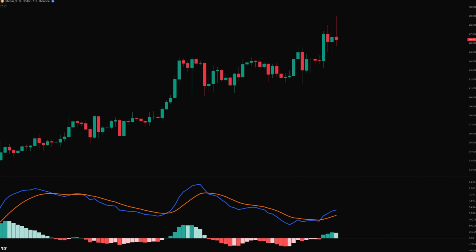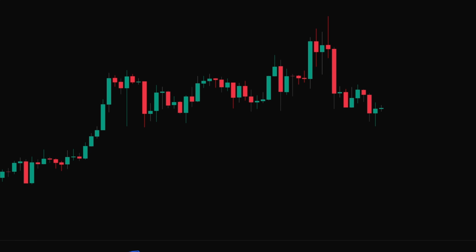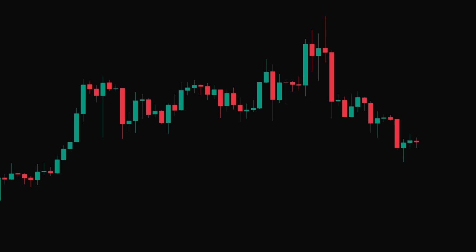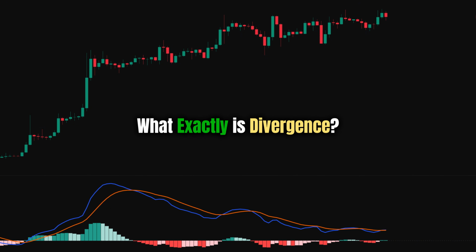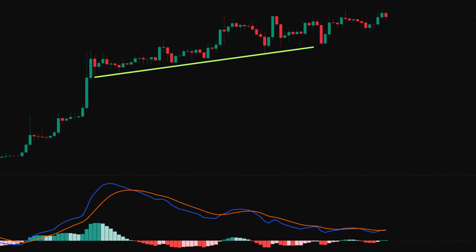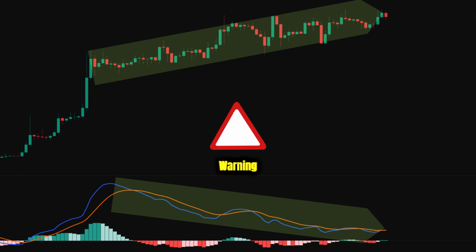If you master this one concept, you'll stop being trapped by fake breakouts and start catching the real reversals before everyone else. Now, what exactly is divergence? It's when price moves in one direction, but momentum secretly moves in the opposite. The MACD is built to measure momentum, and when the MACD and price movement disagree, that's your early warning sign.